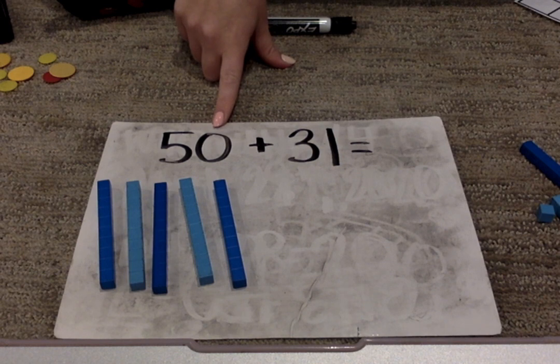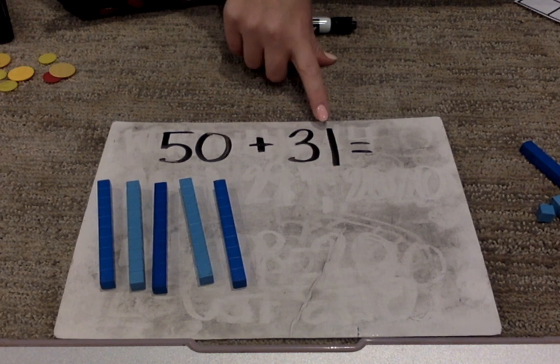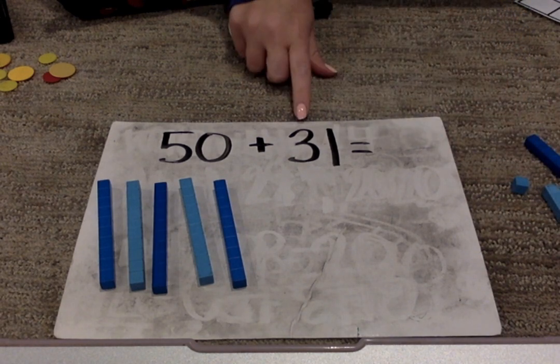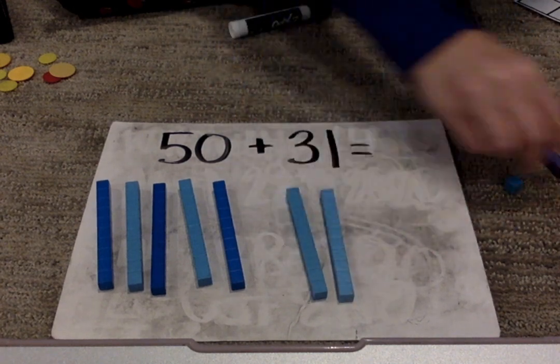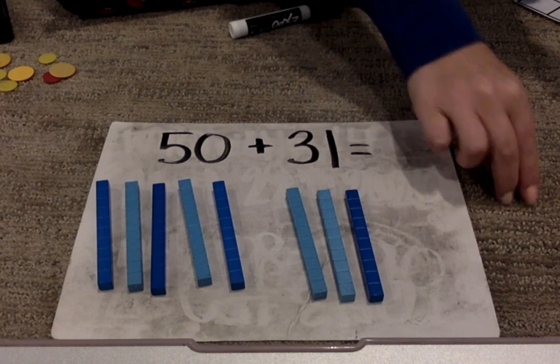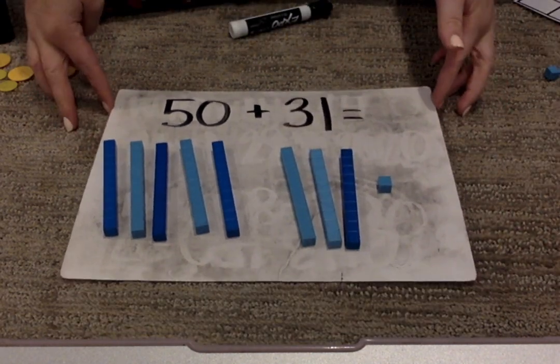And a 0 in the ones place, so I don't need any ones. I'm adding, so that means I'm going to build the next number, not take it away. There's a 3 in the tens place. 10, 20, 30. And a 1 in the ones place. 1. Okay, can you add this up at home?